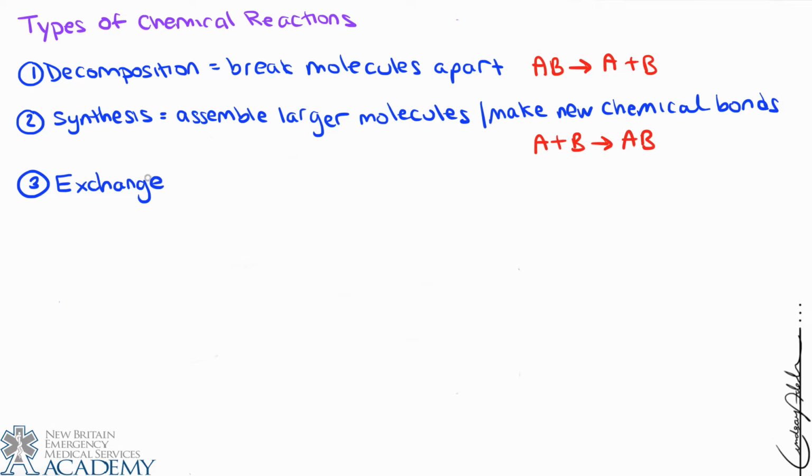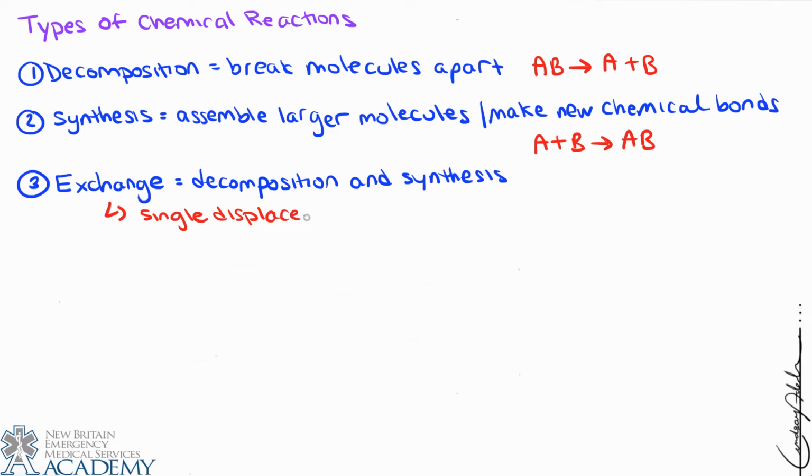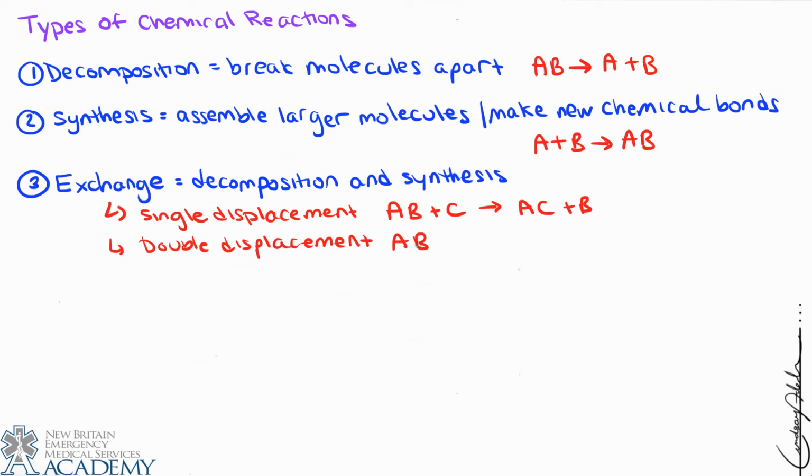The next type of reaction that we like to consider is the exchange reaction, which involves both decomposition and synthesis. There are a couple of different types of exchange reactions. The first type is single displacement. Single displacement means we're going to replace one atom or ion of a particular compound with another atom or ion that initially is separate. So, for example, AB plus C makes AC plus B. We also have double displacement, in which atoms from different molecules or compounds are swapped around in the reaction. So, for example, AB plus CD makes AC plus BD.